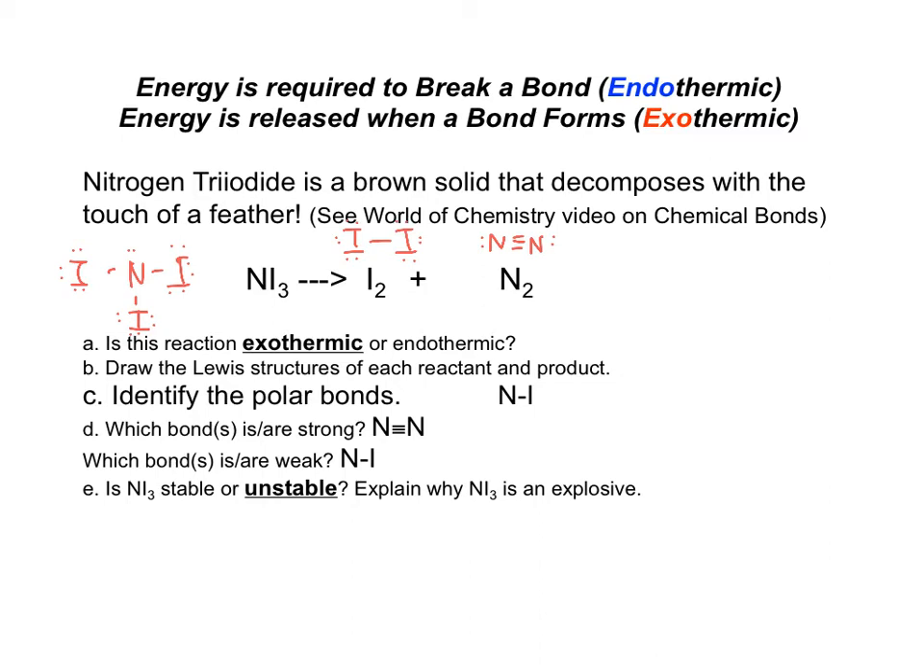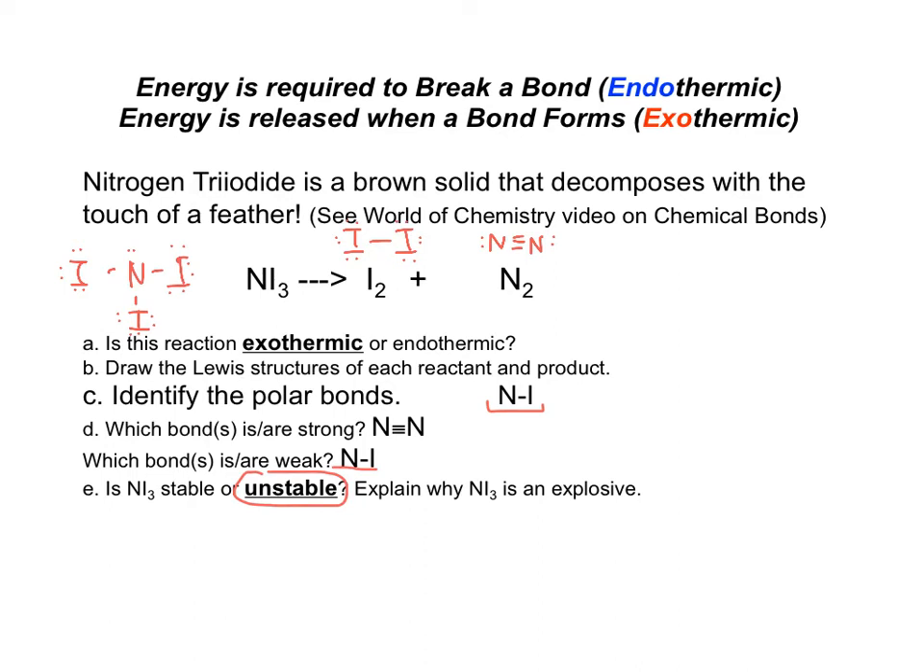A polar bond has a positive pole and a negative pole, just like a magnet. Each atom has a different ability to attract the electrons toward itself. That's called electronegativity. So when two different atoms are bonded to each other, that's going to be a polar bond. The N-I bond is weak. It doesn't take much energy, such as the touch of a feather, to break that bond. So NI3 is unstable because of those weak N-I bonds.